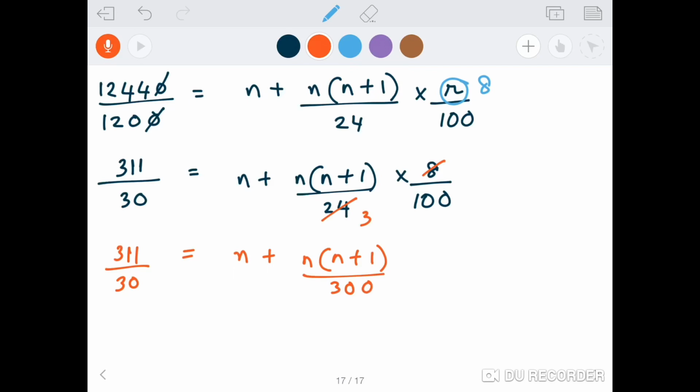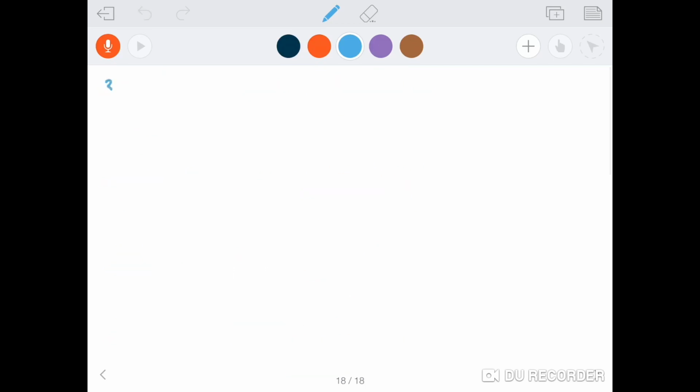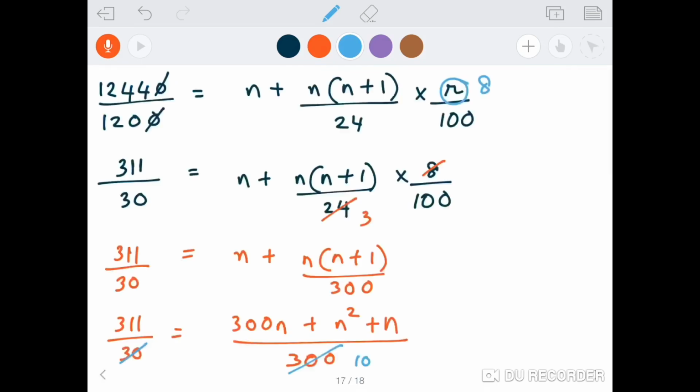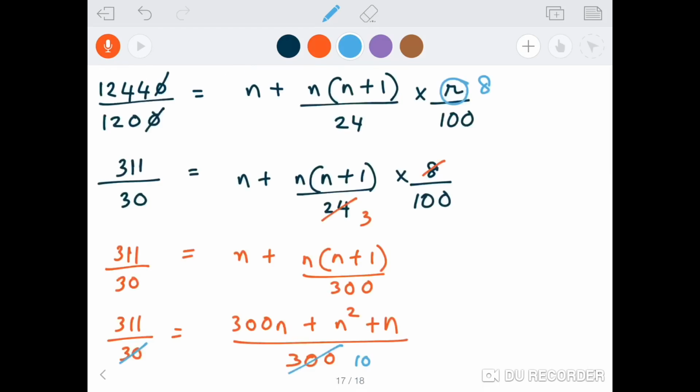So I'm going to get 311 times 30 is going to be equal to, if I take 300 as the LCM, that's going to give me 300n plus n squared plus n divided by 300. Cancel off your denominators on both sides to make it a little easy, and then let us start framing the equation. I'll just go back. So that is going to give me 3110. Let me go back again.